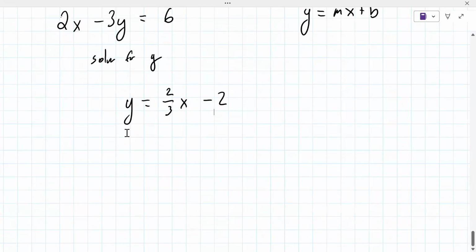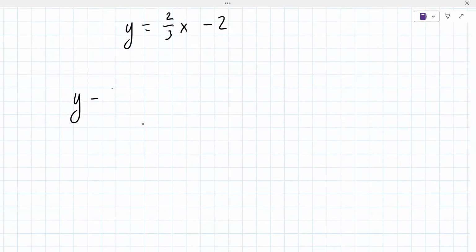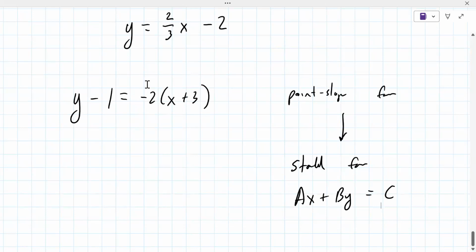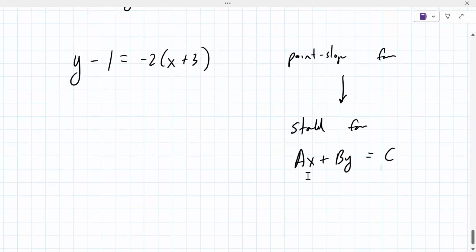Now, occasionally you'll get a problem like this, y minus 1 equals negative 2x plus 3. This is in point slope form. We did some of these in class. Let's convert it to standard form. All right, so standard form means the x's and the y's are on one side and the constants on the other. So you have to distribute this negative 2 to both, and then you have to move stuff to the left or right, depending on where you want to get things. Do you want to give that a try?